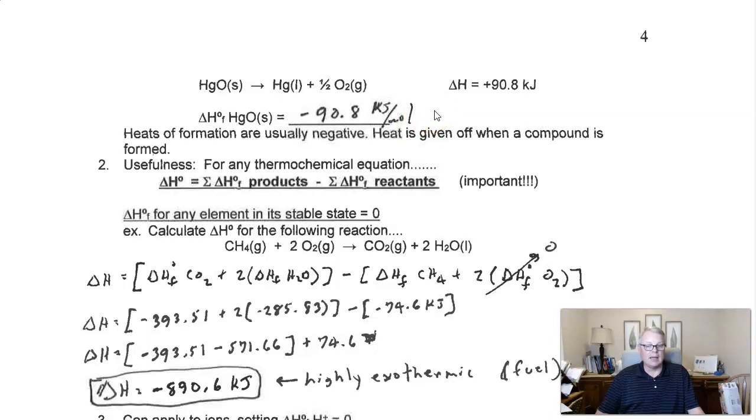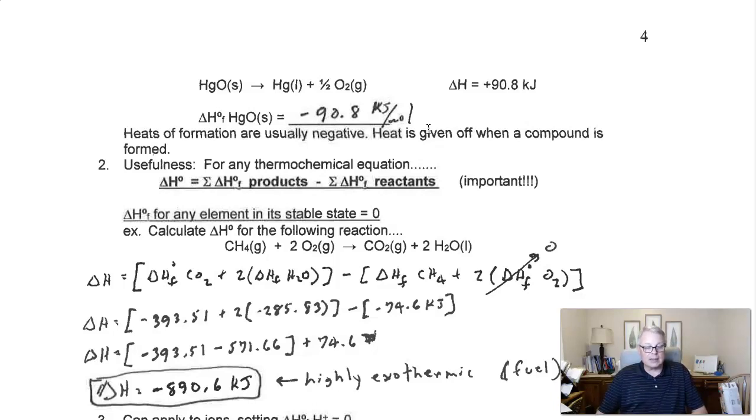All right. Heats of formation for compounds are usually negative. Okay, I said usually. Usually they're negative. In other words, heat's given off when a compound is formed. Why? Why are heats of formation usually negative?